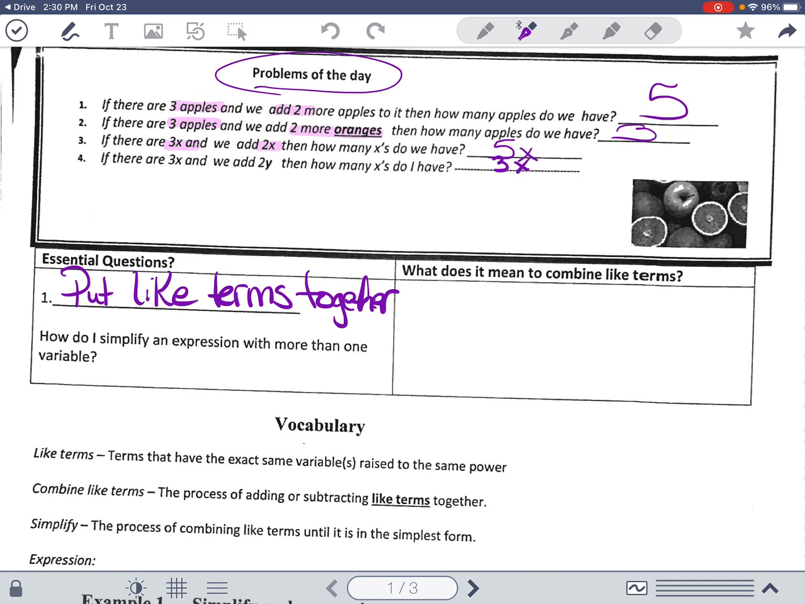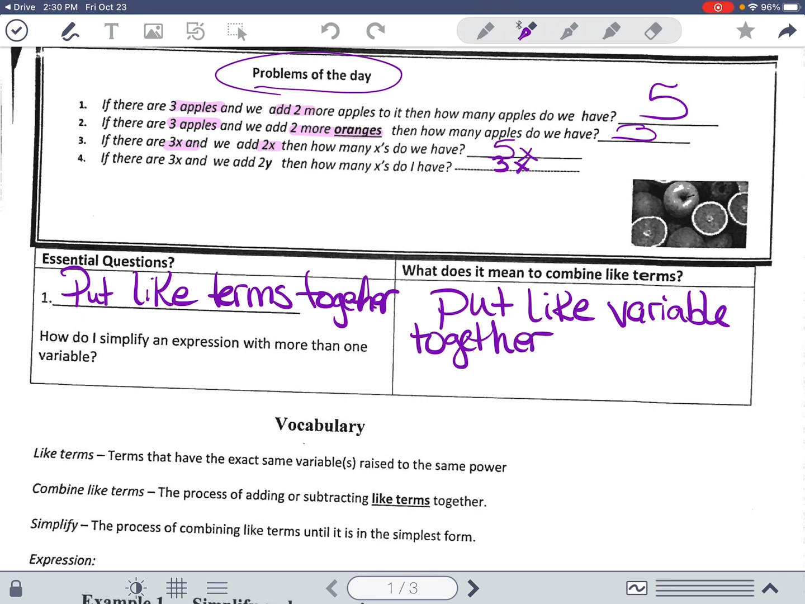How do I simplify an expression with more than one variable? You can put like variables together. You can combine them. Unlike variables cannot be combined.